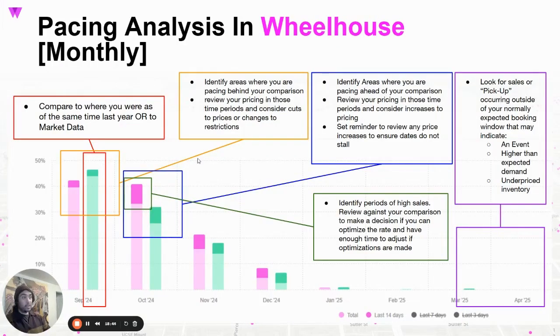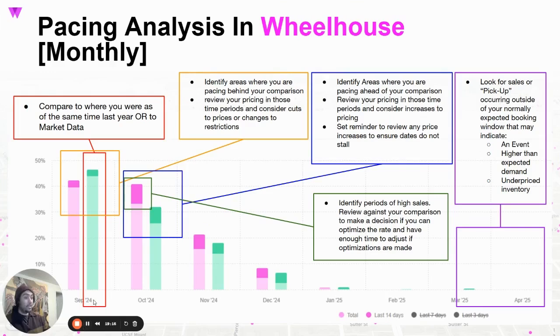So what does this look like? Like I mentioned, you need a visualization to really be able to do this. It is possible to build these visualizations in Excel. I do have an example in another slide show that I will make available to you guys. But if you are a Wheelhouse user, huge benefit here, we provide this visualization for you. This first one I'm going to show you is an example of pacing analysis in Wheelhouse, and we're doing it at the monthly level right here.